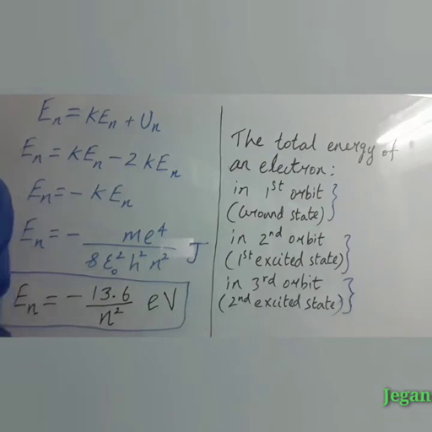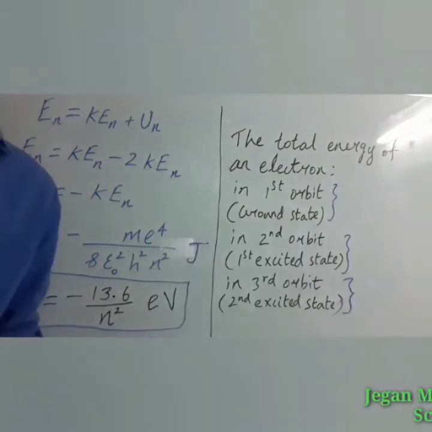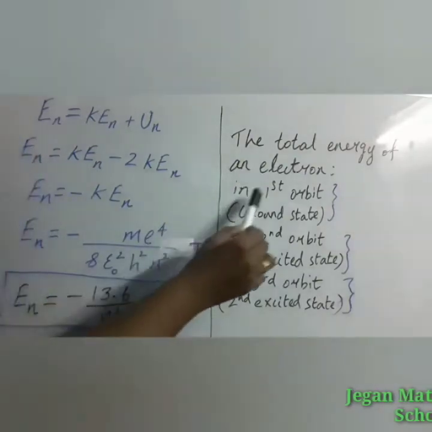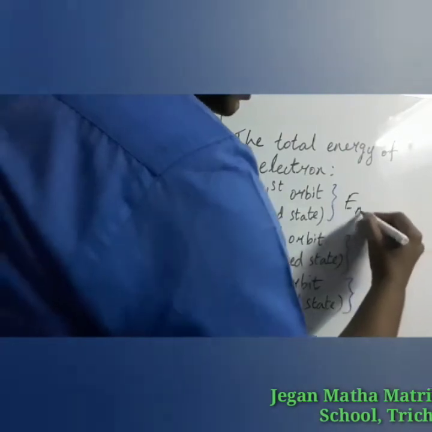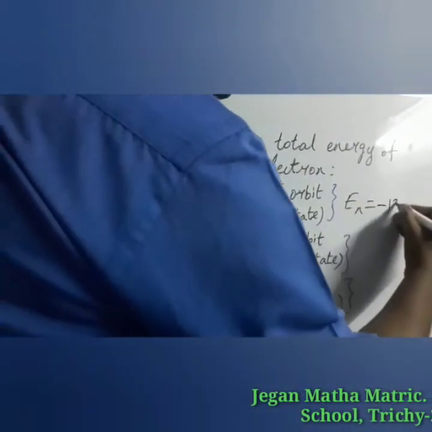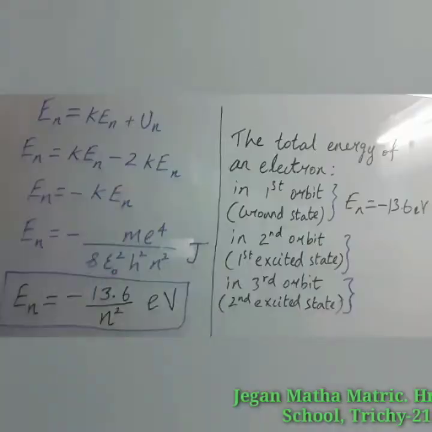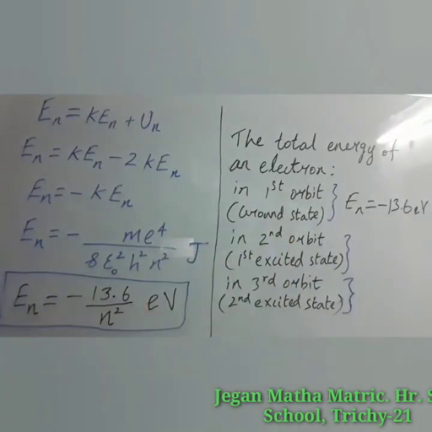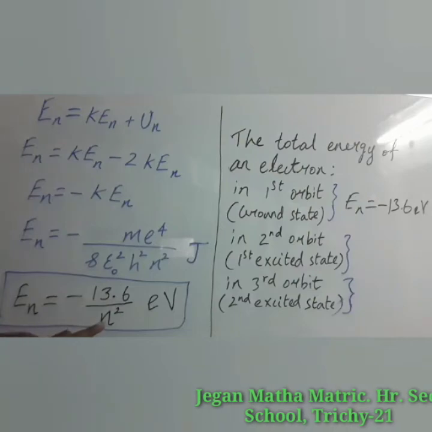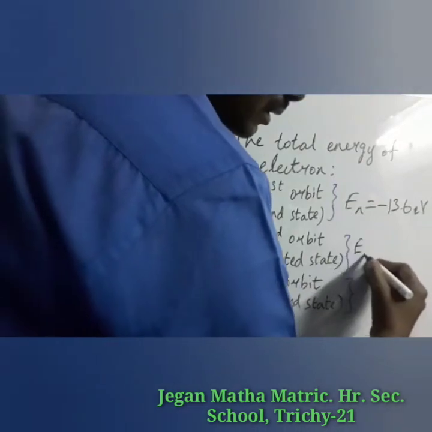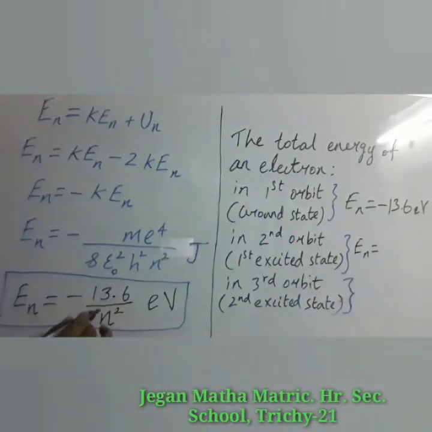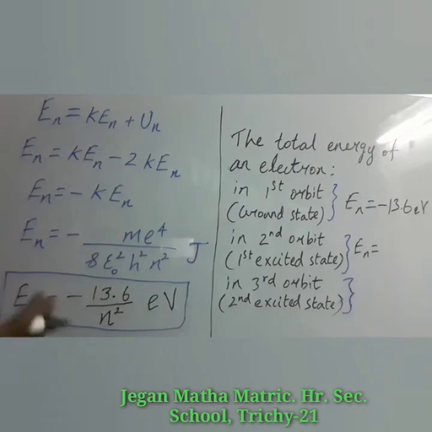Using this expression, we can find the energy of an electron at the different orbits. So the total energy of an electron in the first orbit, that is known as the ground state, n is equal to 1. So here you have to substitute 1 square. Then what is the total energy? En is equal to minus 13.6 electron volt. Likewise, for the second orbit, which is known as the first excited state, you have to substitute 2 square here. So total energy En is equal to minus 13.6 divided by 2 square, that is 4. Then what will be the value?